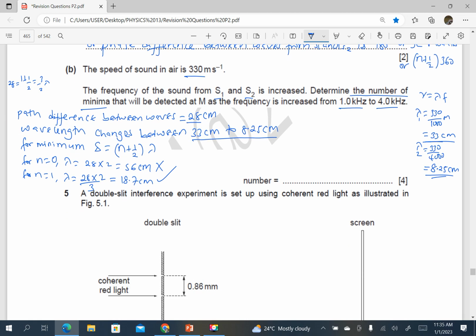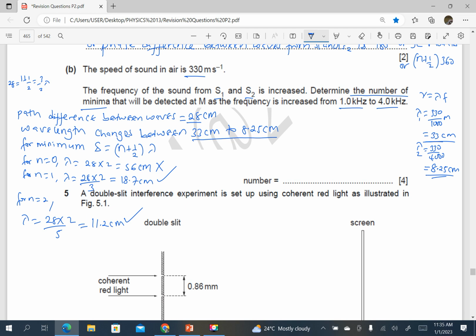We check n equals to 2. For n equals to 2, what is lambda? You notice that lambda is going to be 28 again times 2, this time divided by 5, because when I put 2 for n, it will be 2 plus a half, which is 5 over 2. So I cross multiply, it will be 28 path difference times 2 divided by 5. And this gives me 11.2 centimeters. You see that 11 is still within the range of the wavelength, so that is formed.